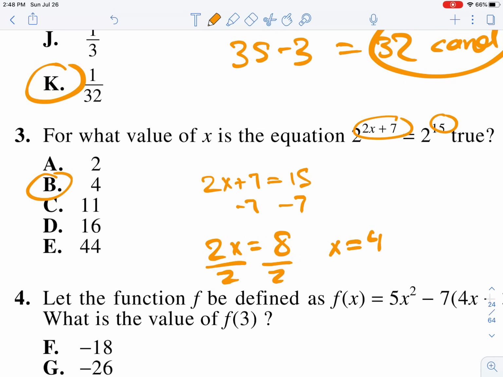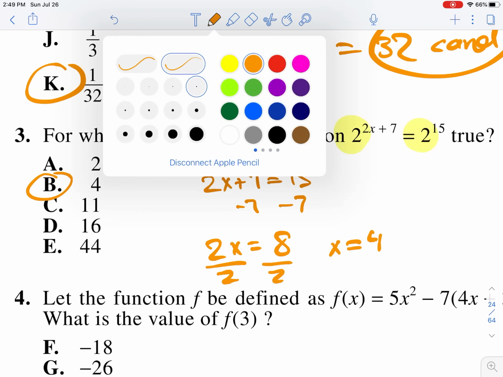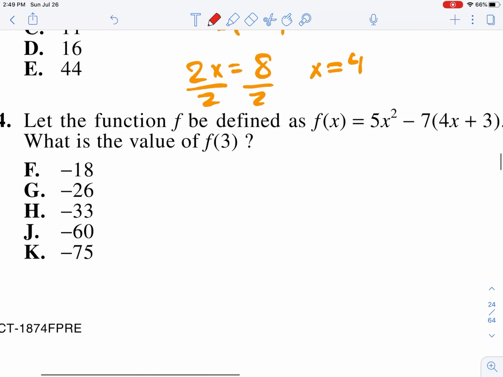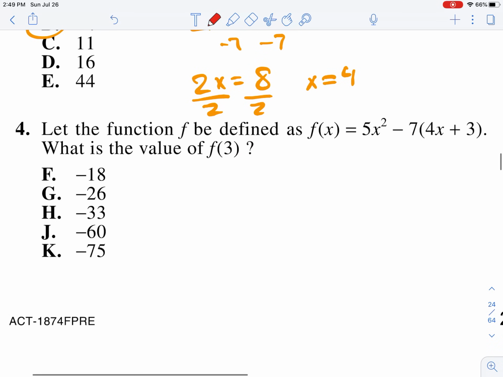Simple algebra, you just have to notice the exponent property of if you have 2 bases that are the same, which you do in this case, the bases are 2 and 2, then in that case you will have this kind of behavior, and it's very easy at that point. Let the function f be defined as f of x equals this thing right here.